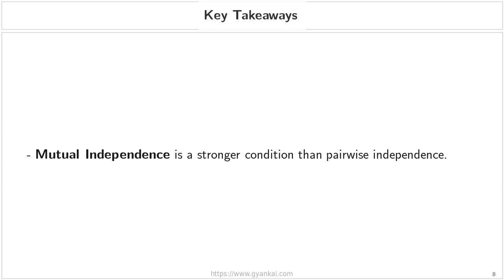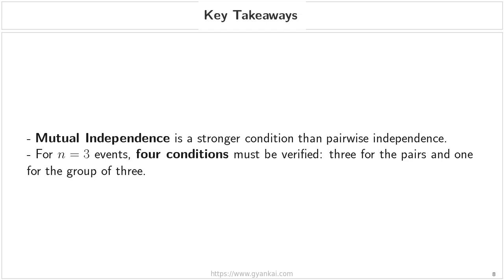Key takeaways. First and foremost, remember that mutual independence is a much stronger condition than pairwise independence. As we discussed earlier when looking at the common mistakes, you cannot simply assume that because events are independent in pairs, they are independent as a whole. Specifically, for a set of three events, you must verify exactly four conditions to claim mutual independence. This includes 3 separate checks for the pairs and 1 final check for the entire group.